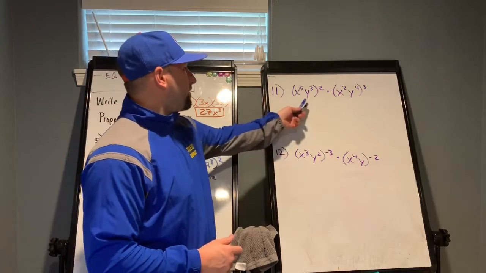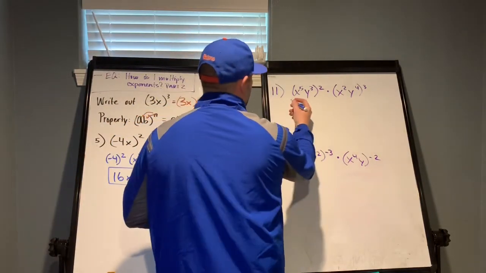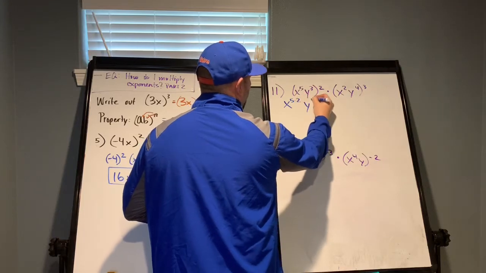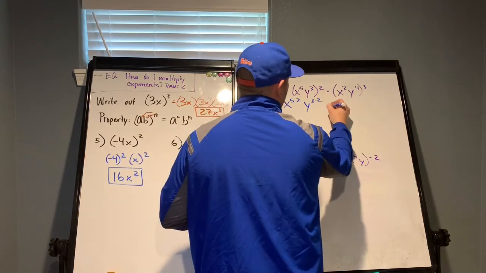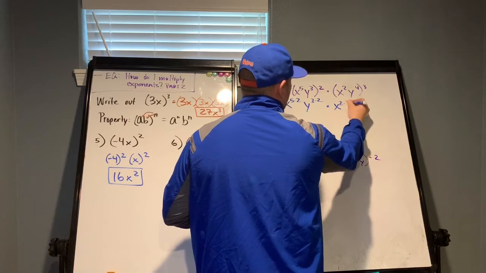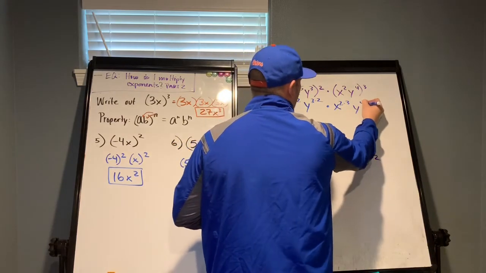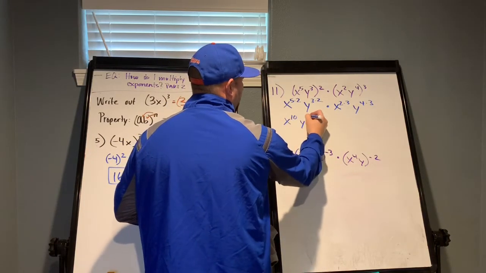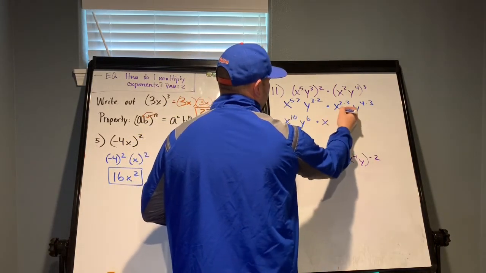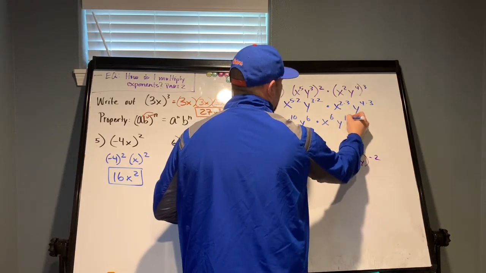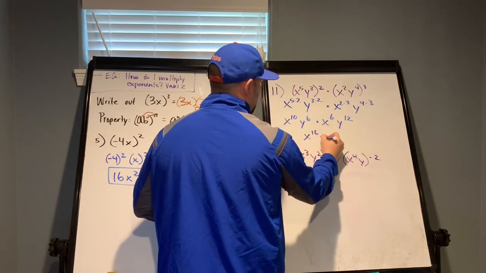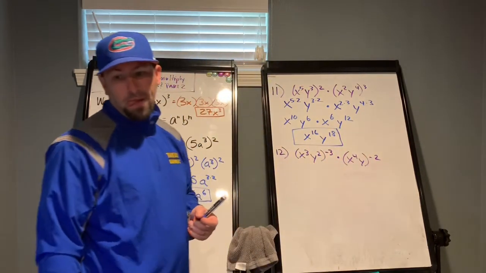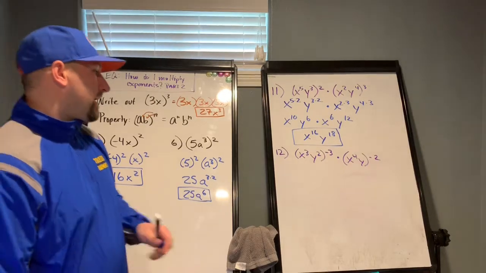Examples. So we're going to evenly distribute this stuff. Okay, so this would be x to the 5 times 2, and then y to the 3 times 2, times x to the 2 times 3, and then y to the 4 times 3. Okay, you do the math. You've got x to the 10th, y to the 6th, times x to the 6th, y to the 12th. That's x to the 16, y to the 18. Okay? Just like that.